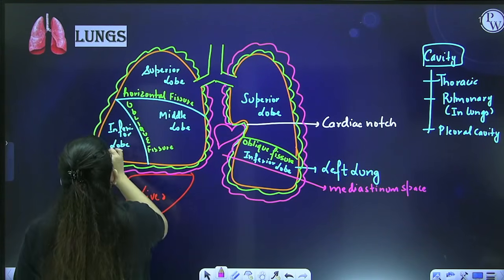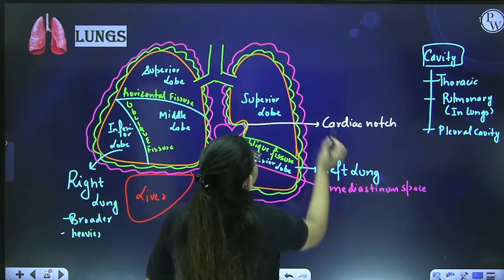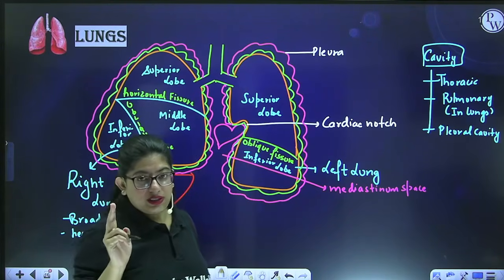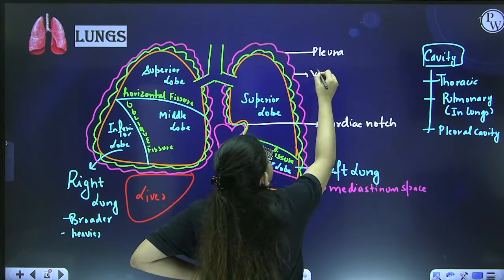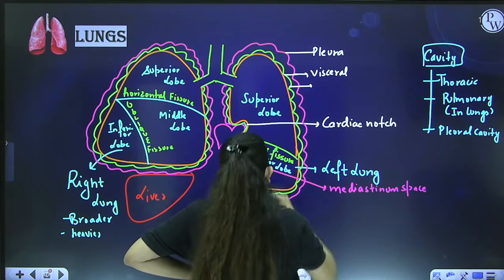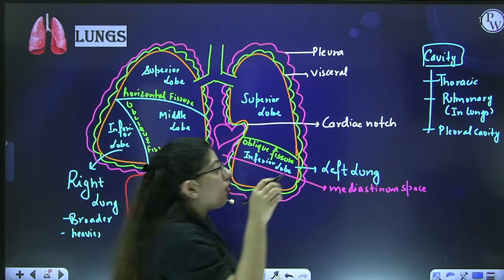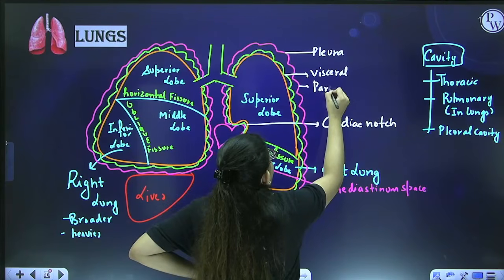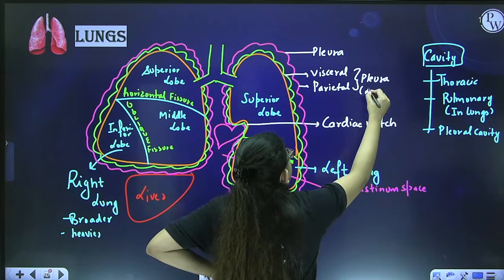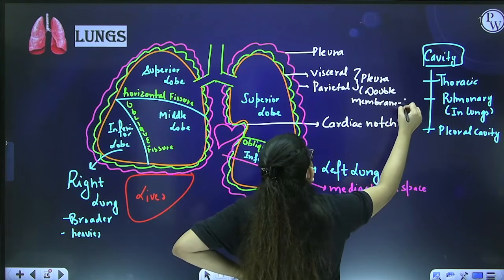What do you call it? Pleura. So the pleura is made up of two layers. The pink one is the parietal layer, and the green one is the visceral layer, because it is present near the visceral organ. The other one is the parietal layer. Together these layers collectively form the pleura, the double membrane bag-like structure.